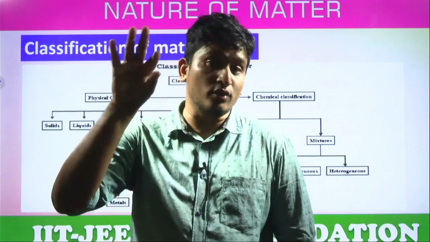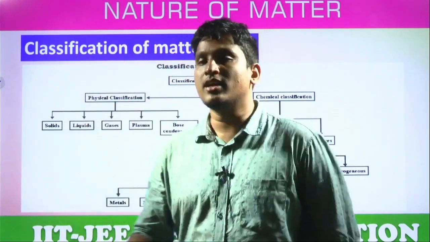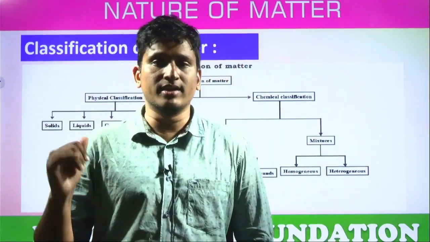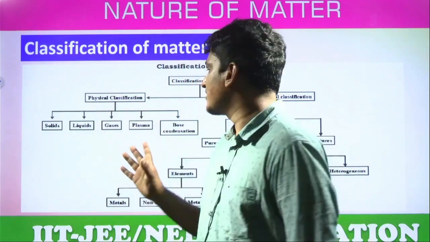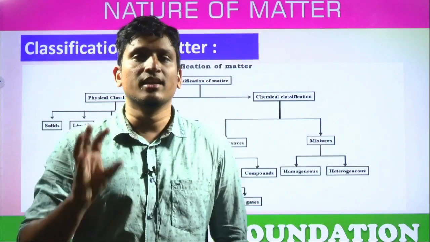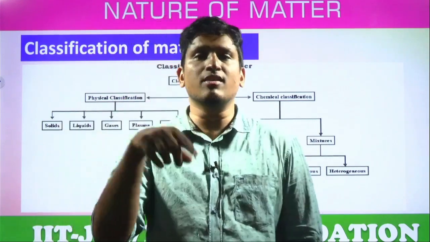We have the 4th state also, that is called plasma, and the 5th state of matter is BEC, Bose-Einstein condensate. Total 5 states of matter. This classification comes under physical or chemical?